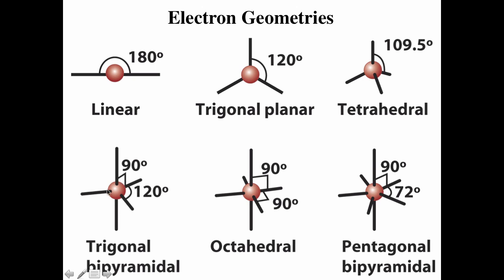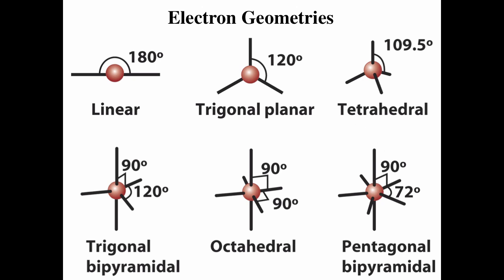And so for trigonal bipyramidal, it's like trigonal planar with one above that and one below that. 6 regions gives you octahedral. And so again, if you imagine planes connecting those points, that would give you an 8-sided object. You have bond angles of 90 and 180. And then 7 regions is pentagonal bipyramidal, and that gives you bond angles of 72 and 90. And so these are electron geometries.